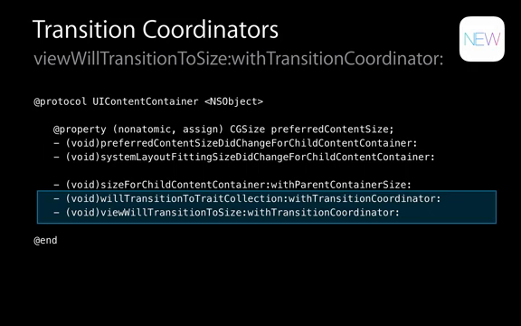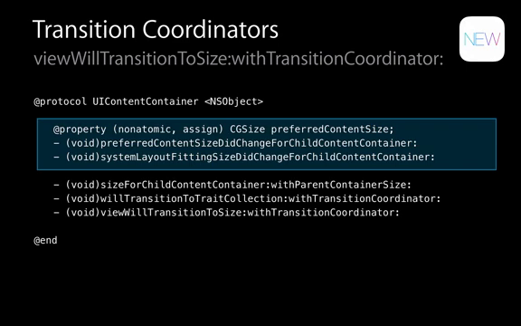When a trait collection, such as a size class, may change, say if you rotate a device or if you set an override trait collection, this method will be invoked, and you can do some coarse-grained application rejiggering if you want. Again, there's going to be a whole talk that goes into a lot more detail on that particular method. It's very parallel to the other method, view will transition to size with transition coordinator, that I'm going to talk about.